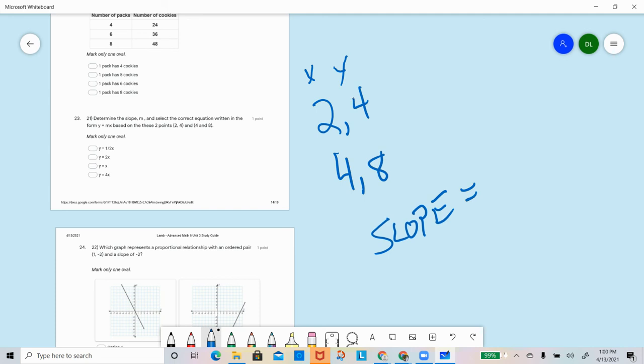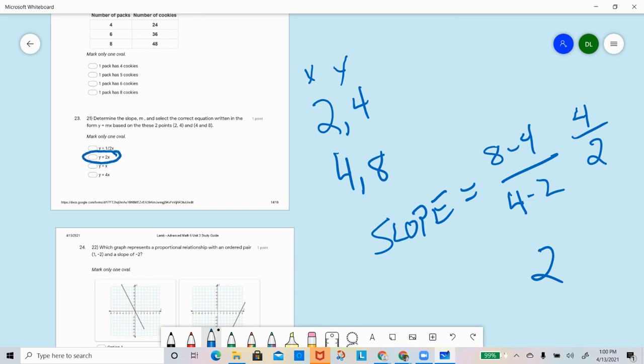And we know that slope is the change in y, 8 minus 4, over the change in x, 4 minus 2. How much did the y change? It changed by 4. How much did the x change? It changed by 2. 4 divided by 2 is 2. So we know the slope has to be 2. So in y equals mx, m is the slope. We know the slope is 2. Only one of these has a y equals 2x.